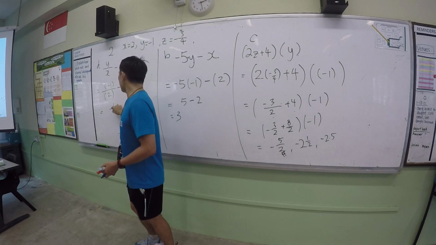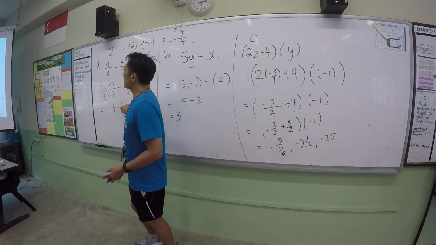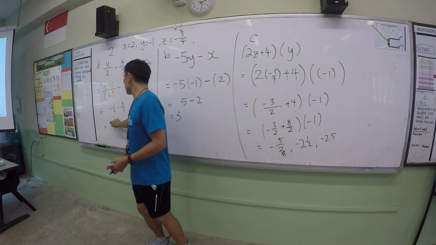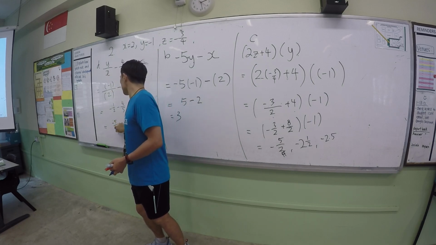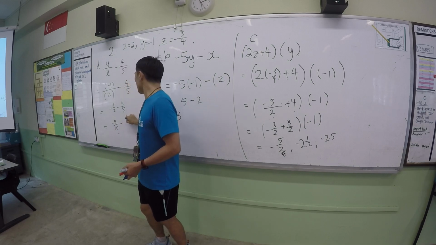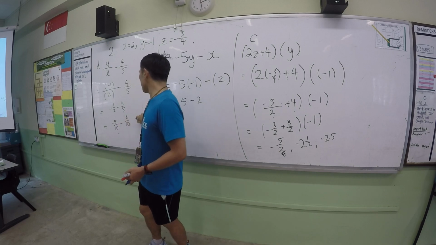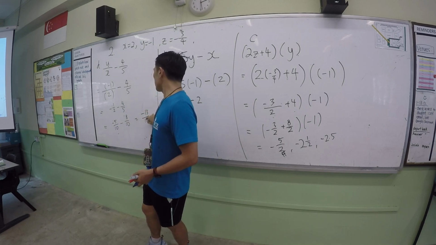So negative half minus 4 over 5. Make common denominator. Minus 5 over 10. Minus 8 over 10. Minus 5 minus another 8, minus 13.